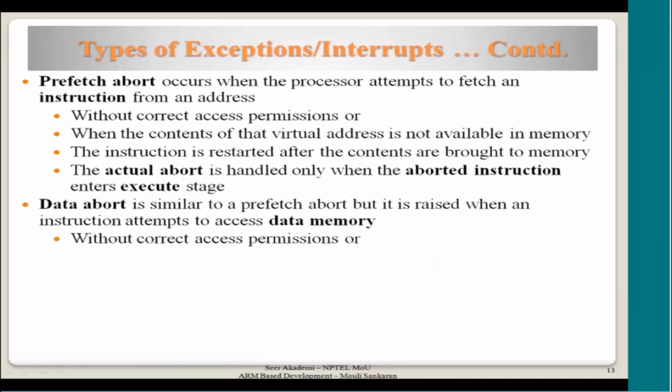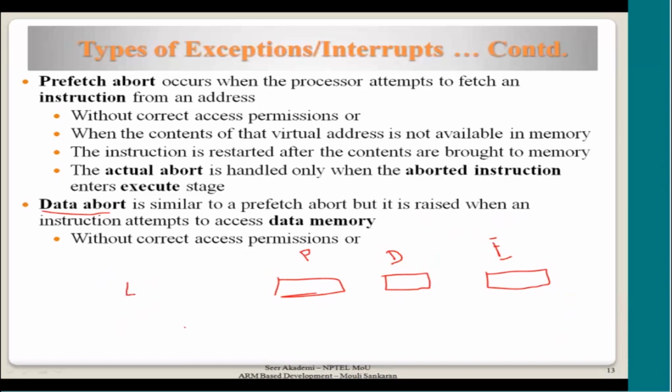Now data abort. When can it happen? When you are accessing data. When will you be accessing data? Will it happen in the prefetch, in the decode, or in the execute stage? Please think it over. When will the data abort happen?